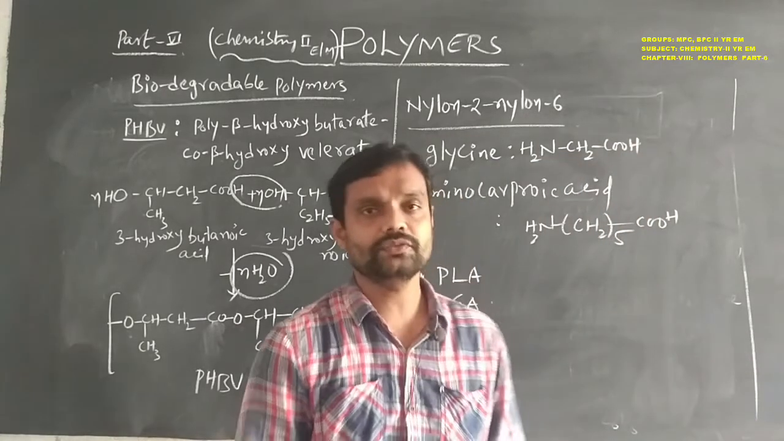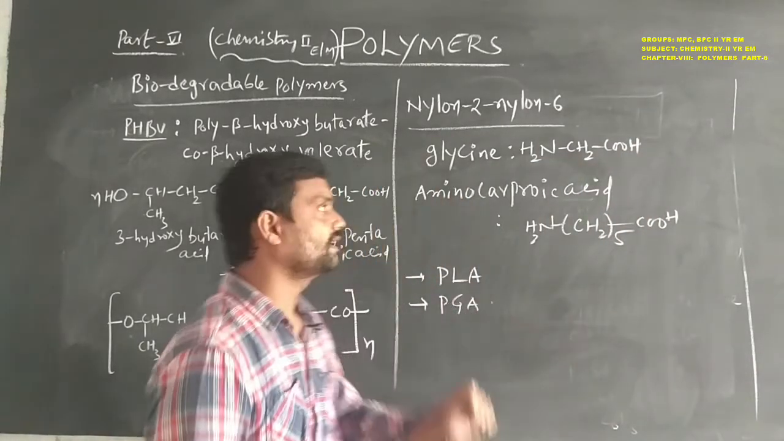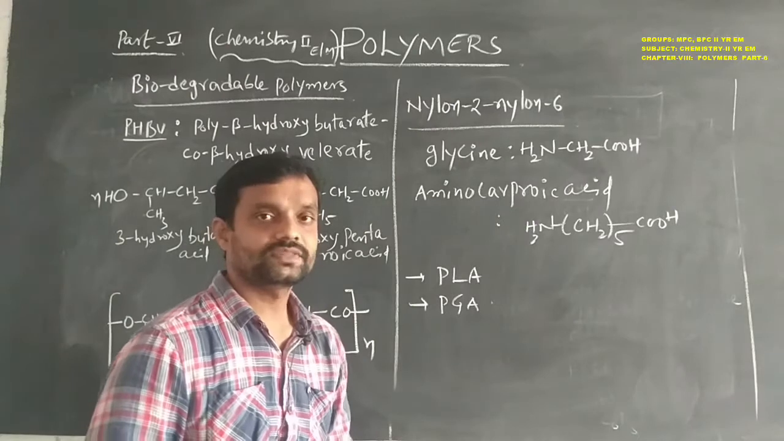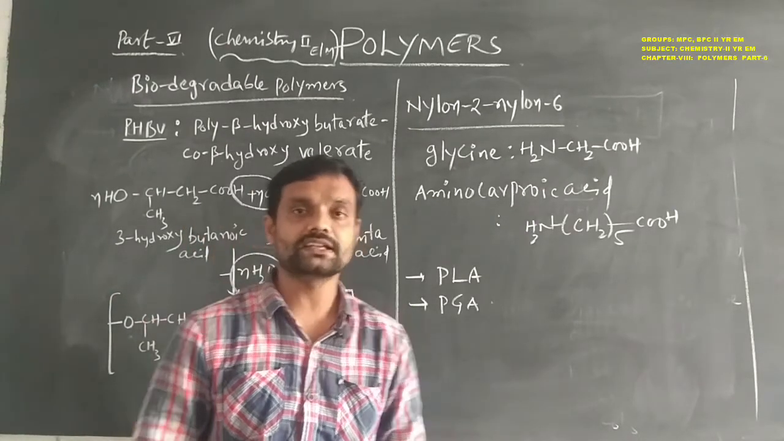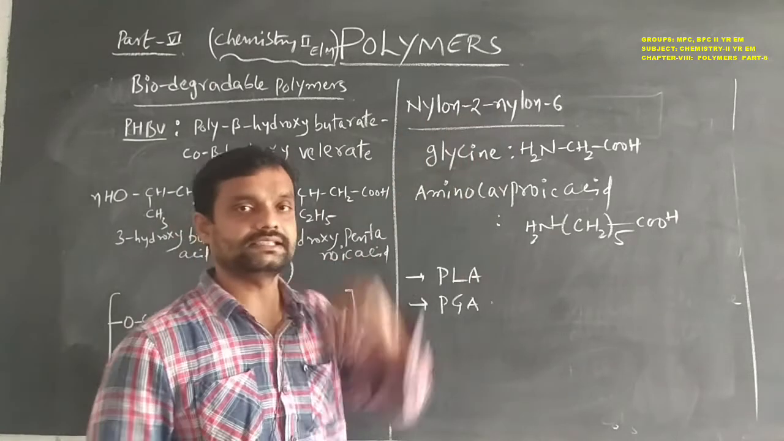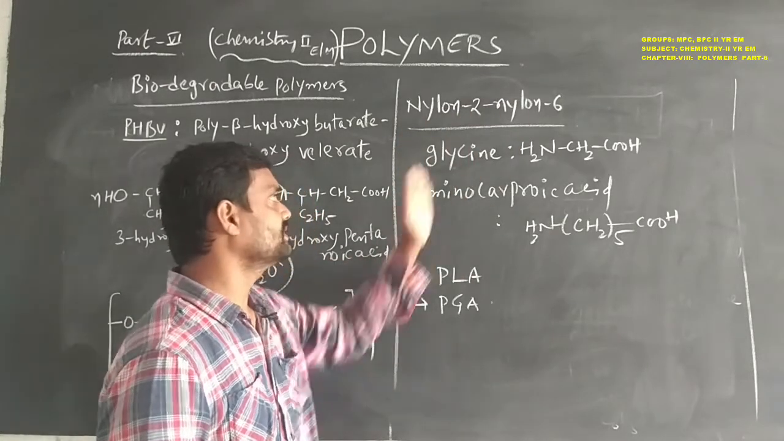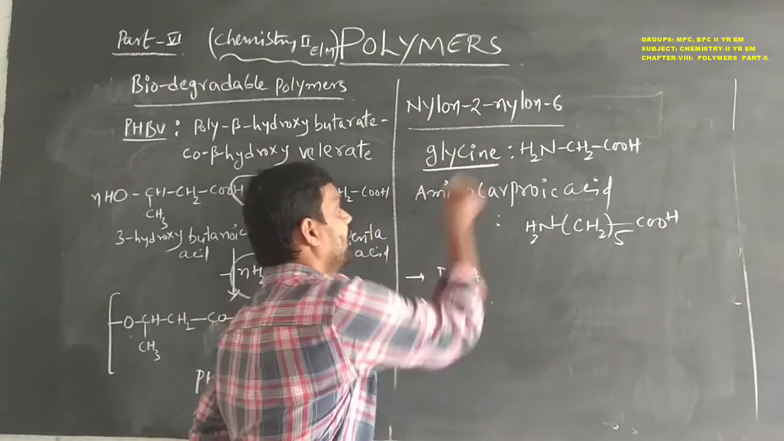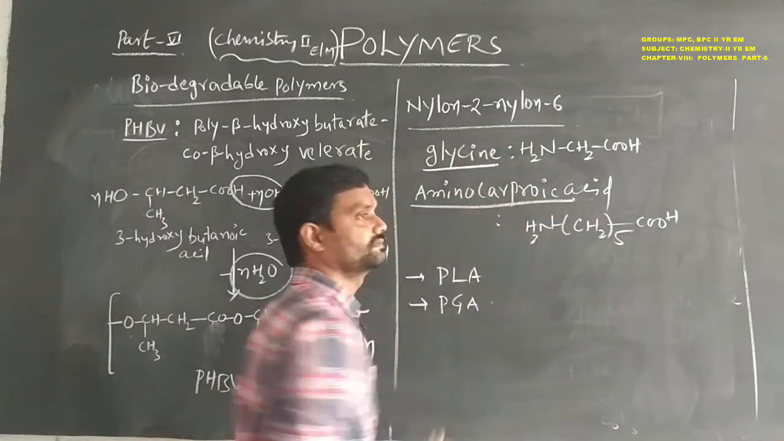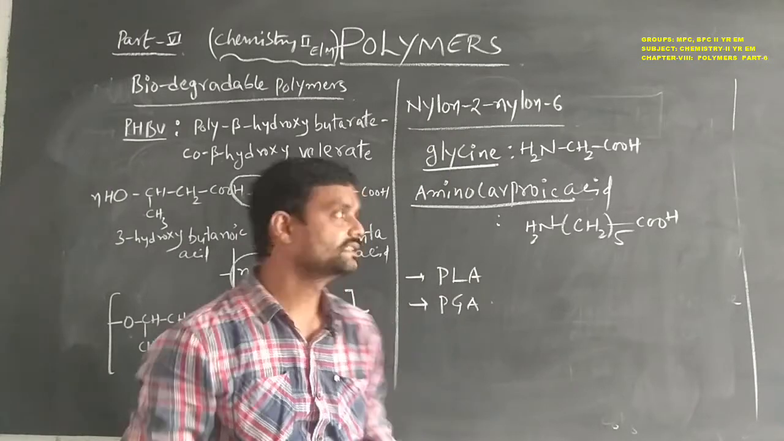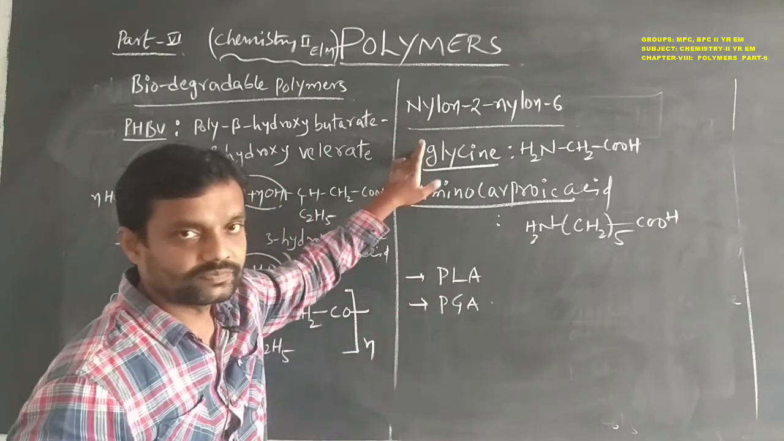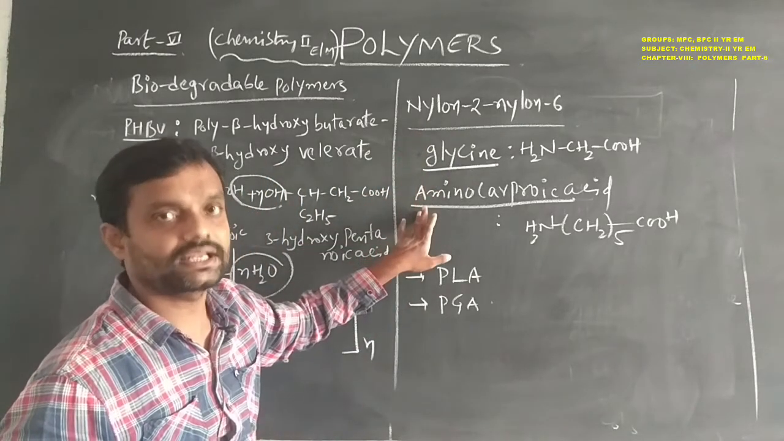Next, another example of a biodegradable polymer is nylon 2 nylon 6. Its monomers are glycine and amino caproic acid. The monomers of the nylon 2 nylon 6 biodegradable polymer are glycine and amino caproic acid.